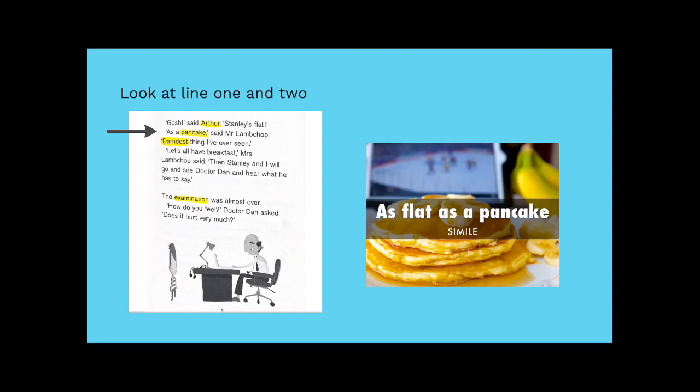Look at the picture on the right. Those are the delicious pancakes. But look at their shape. They are flat. Very, very flat. So, Stanley is as flat as a pancake. That is a simile.